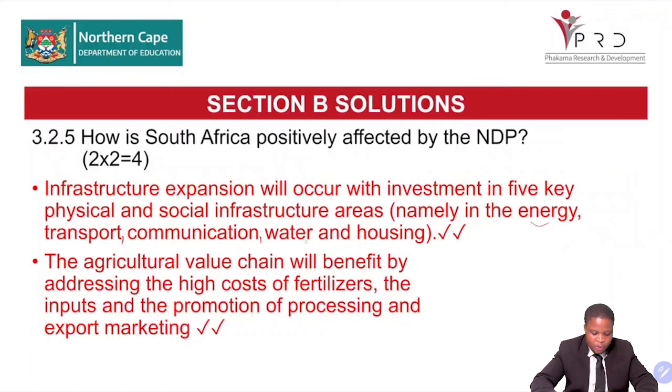Another answer there is the agricultural value chain will benefit by addressing the high cost of fertilizers, the inputs, and the promotion of processing and export marketing. Right. So the agricultural value chain will benefit by addressing the high cost of fertilizers. So that will reduce the cost of fertilizers. That will increase what? The agricultural production.